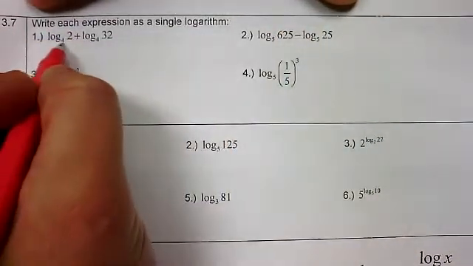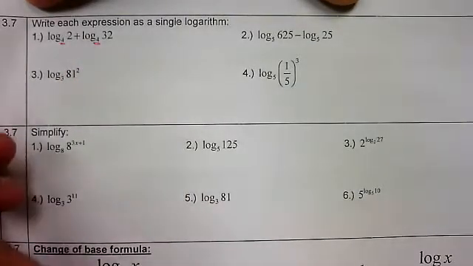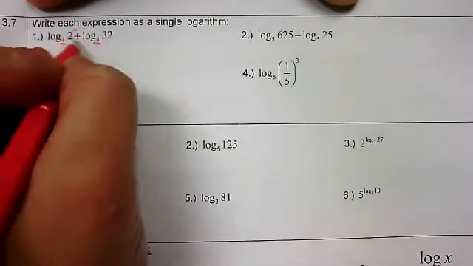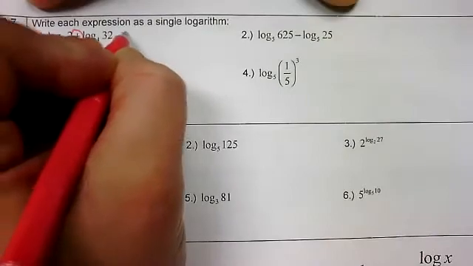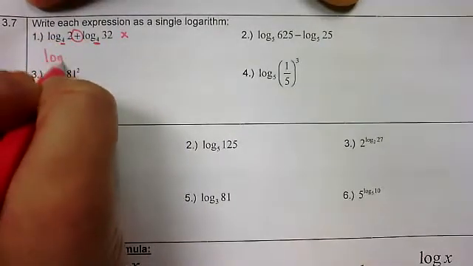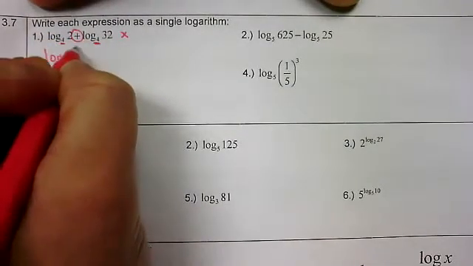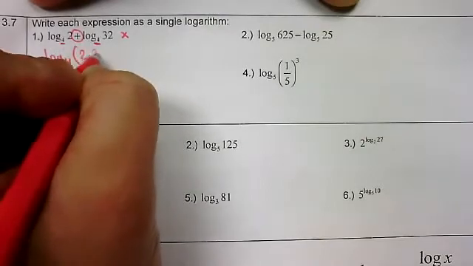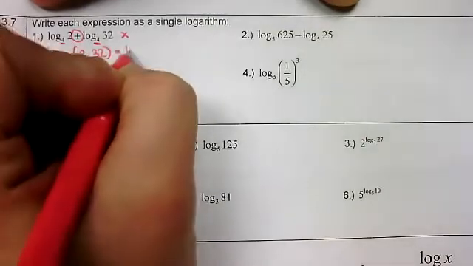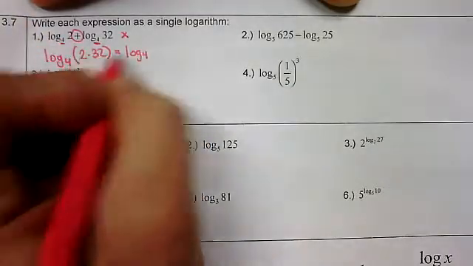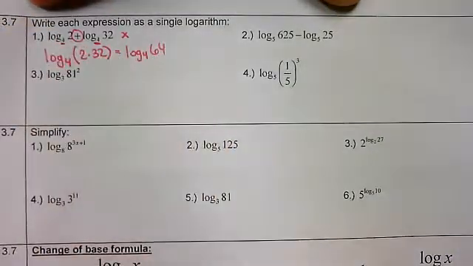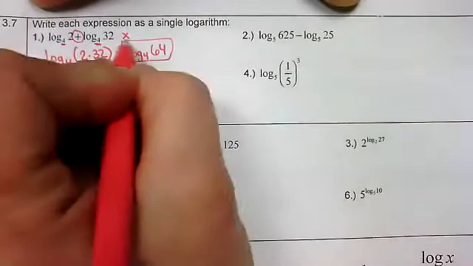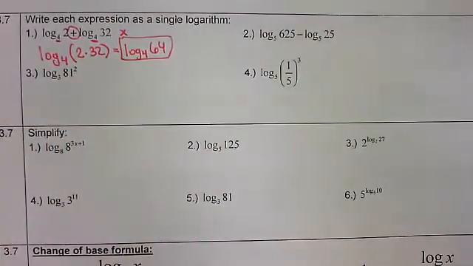First thing I need to check, are the bases the same? Yes, they are. So the bases are the same and it's a plus sign, which means it's going to be multiplication. So I'm going to have my log base 4 and then I'm going to multiply 2 times 32. When I finish simplifying that, 2 times 32 is 64. So it's log base 4, 64. That's my final answer. I'm just simplifying this. I could solve this, but I haven't taught you guys how yet. So right now we're just simplifying.